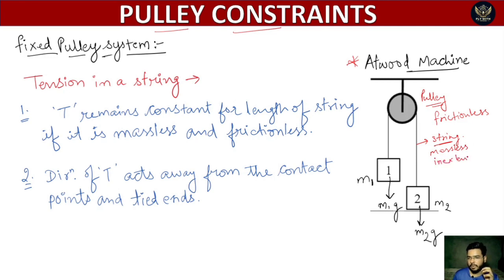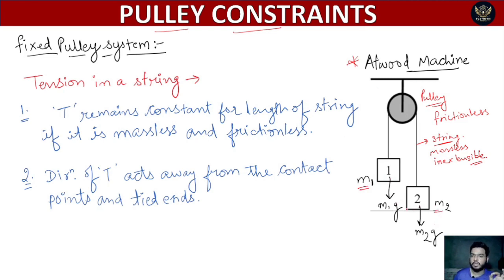Inextensible means it is not elastic, it is non-elastic, so its length does not change when you stretch or compress it. This is known as its inextensible nature. And massless means its mass is so negligible that you cannot include it in your numerical part. So this is a massless and inextensible string. These are the masses. This is object 1, this is object 2, this is the mass of object m1, and this is the mass of object m2.